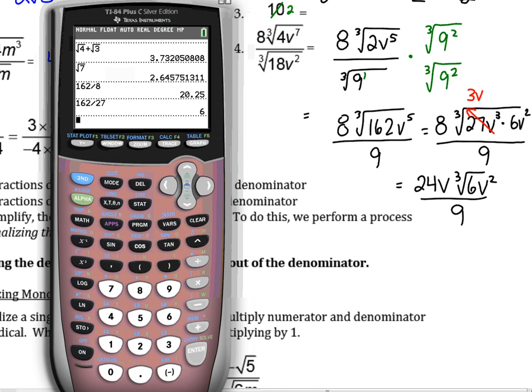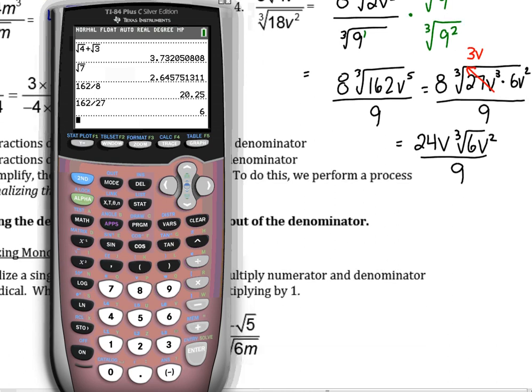Is there anything else we can do to simplify this? One more thing. Divide by 3. 24 and 9, we can divide by 3. 3 goes in 8 times and 3 times. Okay. 8v, cubic root of 6v squared, over 3.